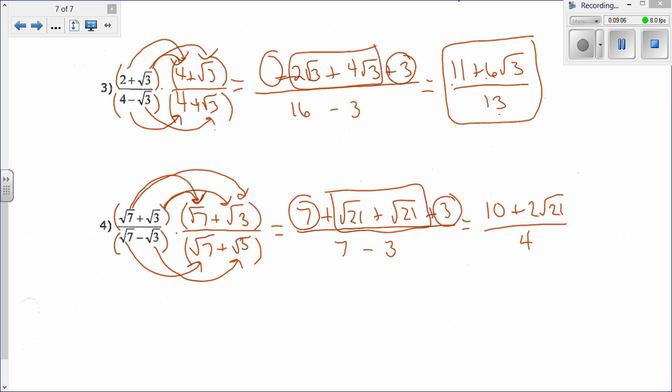Again, I ask myself, do they have anything in common, the 10, the 2, and the 4? And the answer to that is yes. They all have a 2 in common. So it becomes 5 plus radical 21 over 2. And that is my final answer.